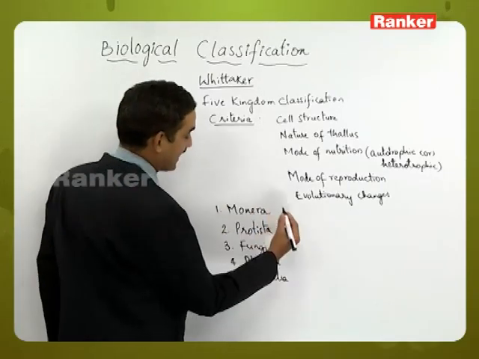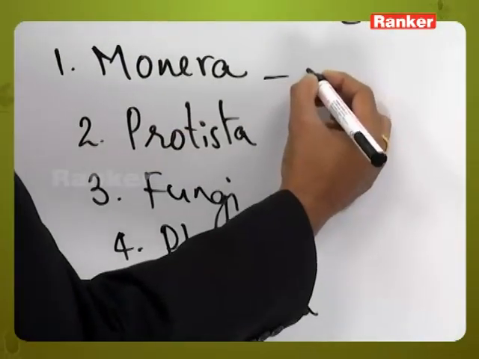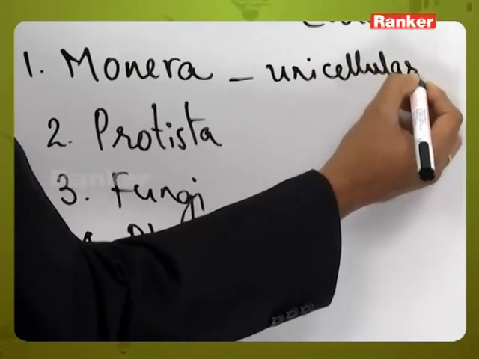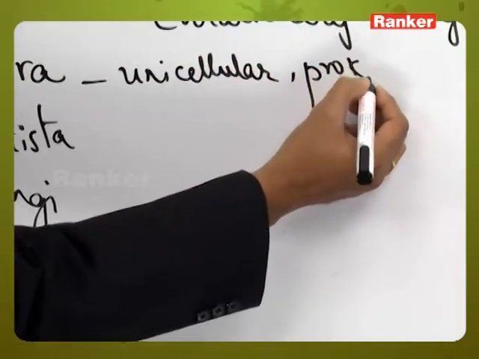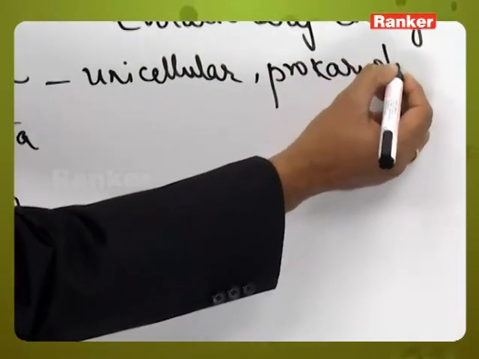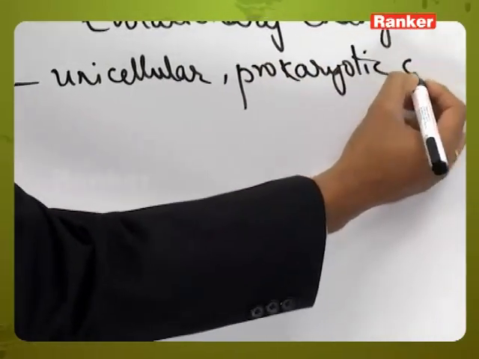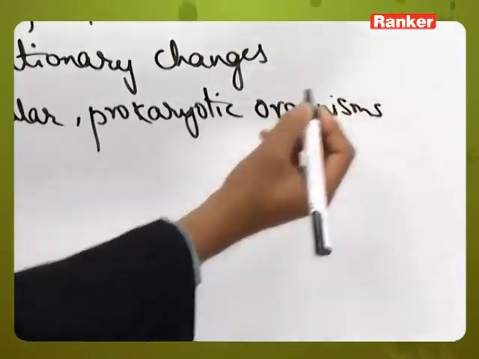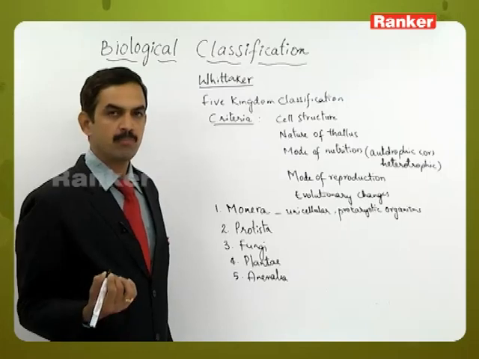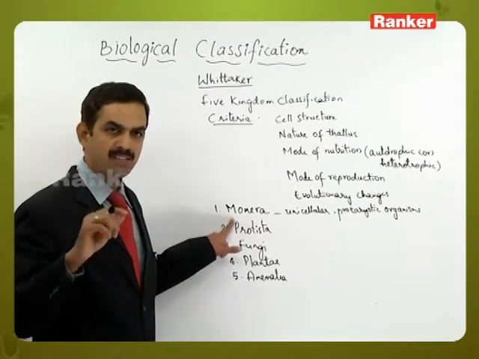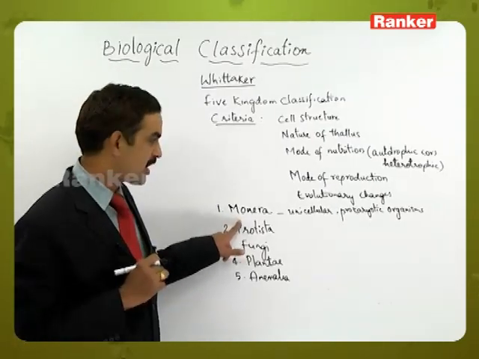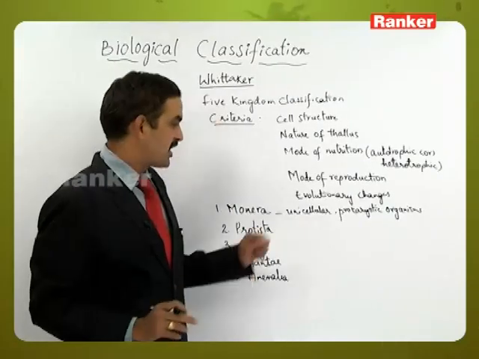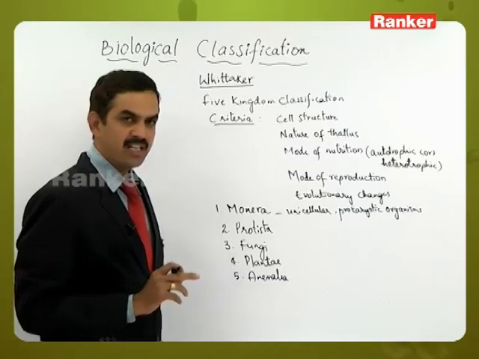So basically we can say that Monera includes all unicellular prokaryotic organisms. Here, when you say organisms, it includes both animals and plants, that means Monera includes both plants and animals, but they are unicellular and prokaryotic in nature. So let us take one example here which includes unicellular prokaryotic organisms.